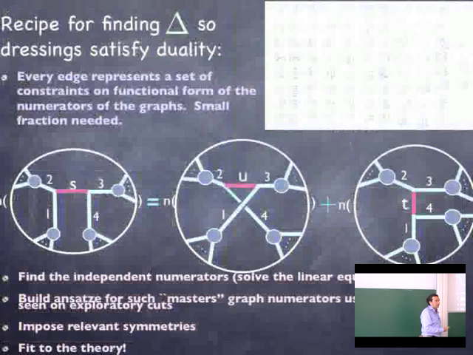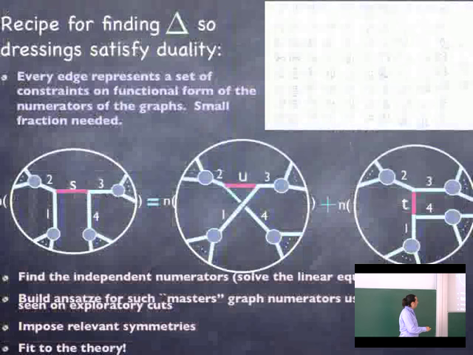And every edge represents a set of constraints in the functional form of the numerators of the graphs, right? So these numerators are mappings from graphs with labels that will change. And so these are real functions taking graphs to expressions, to kinematic expressions. And you want to find the functions that take the graphs to expressions that satisfy the Jacobi relations. And the way to do this is you find the independent numerators, you solve the linear equations of the Jacobis between the graphs, you build an ansatz for the master graph numerators using functions you see on exploratory cuts, you impose the relevant symmetries, and you fit to the theory.